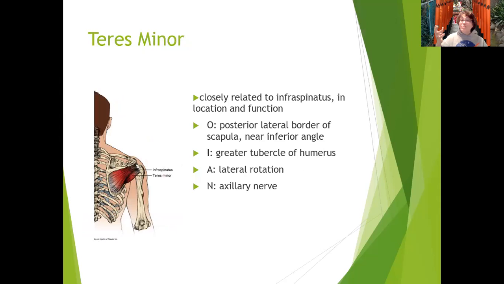Teres minor is the infraspinatus's little helper. It's closely related to the infraspinatus in location and function. It's along the posterior lateral border of the scapula near the inferior angle. That's its origin. Its insertion is shared with the supraspinatus and the infraspinatus at the greater tubercle of the humerus. It does lateral rotation and dynamic stabilization of the head of the humerus in the glenoid fossa. And it's closer to the armpit, so it gets the axillary nerve. So if you remember that it's closer to the armpit, that can help you remember the axillary nerve.